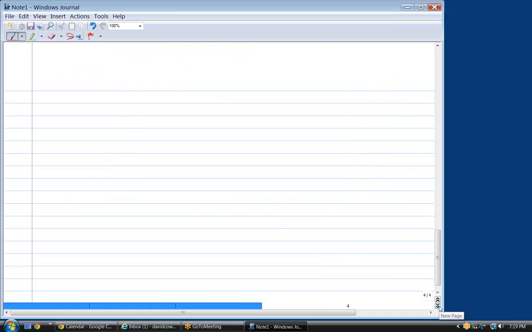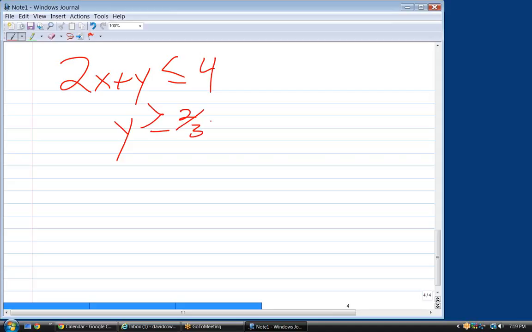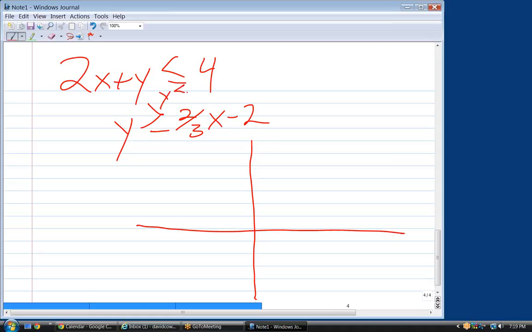Okay, what else? Graph the system: 2x plus y is less than or equal to 4, and y is greater than 2 over 3x minus 2. Have you do it this time. Graph the first one. Subtract 2x on both sides. Okay. So I got y is less than or equal to minus 2x plus 4. So that's linear.